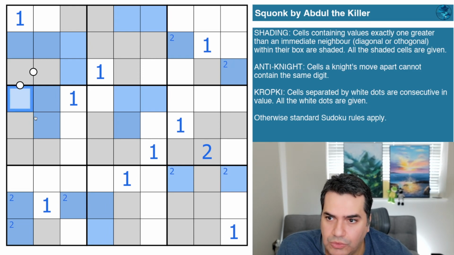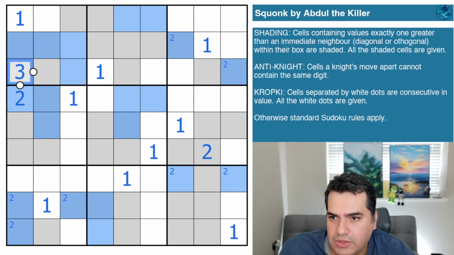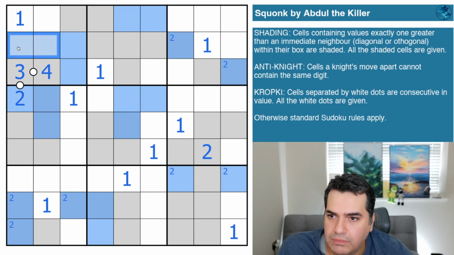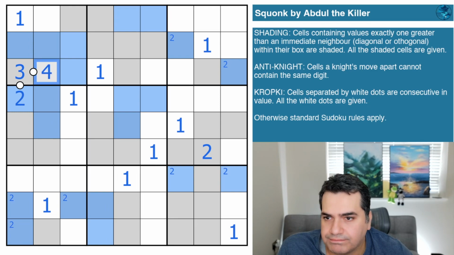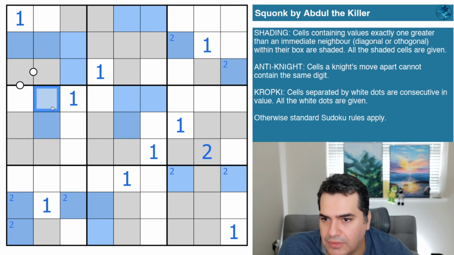So if that's a 2, we know that's not a 1, that's 3 and 4. Maybe the KROPKI dot is here to save me. Let's try that. That's 3. Actually, no, it can't be a 2, that's not blue. So that has to be a 4. But I still need a 2 next to the 3, and both of these are gone. So yeah, use the KROPKI dot. It's clearly required.